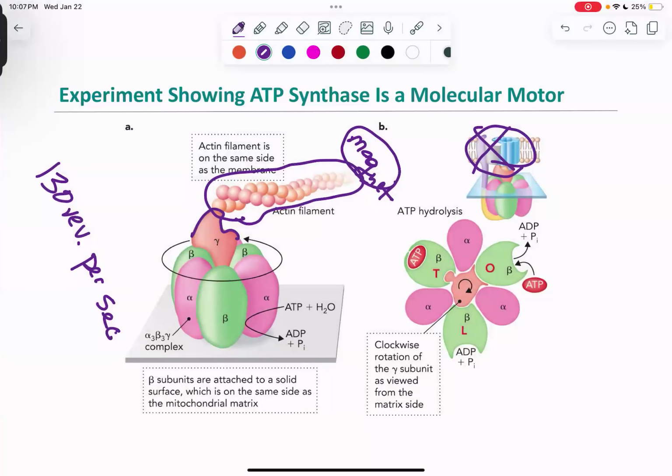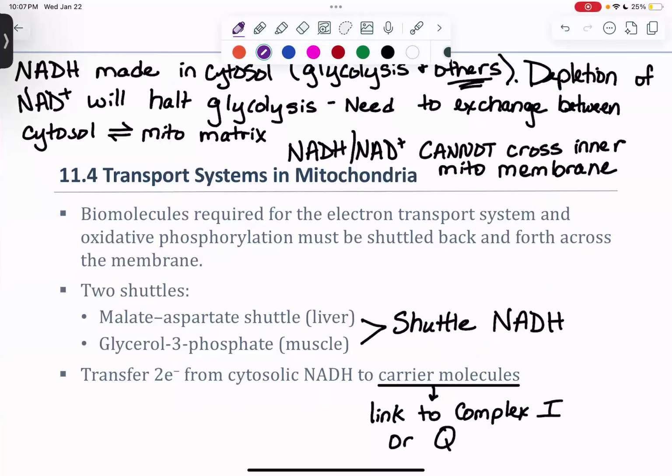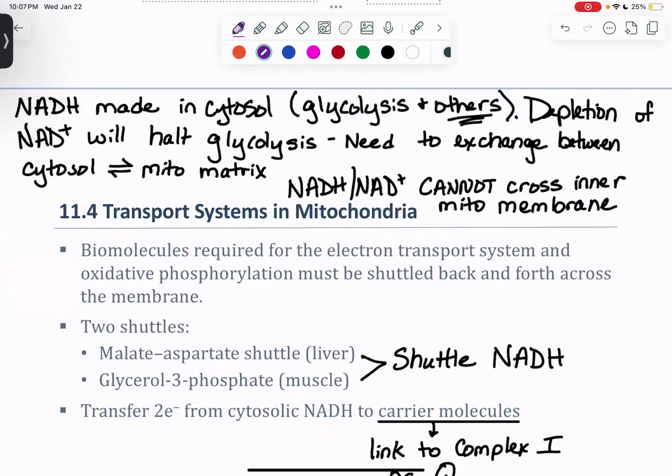Now we're going to move on to section 4. So we know that we have made ATP, right? Okay, that's great. ATP is made in the matrix, right? But now we got to think about what's going to run it. How are we going to get everything into the right locations within the cell, right?